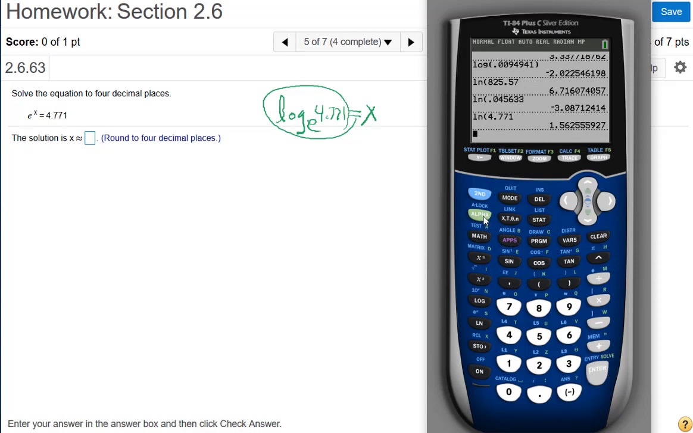Or, if we did alpha and then number 5, log base, we could literally put the e here. Now that would be second, and then divide, then the 4.771. So again, we get the same number whichever way we type it. And to 4 decimal places, that'd be 1.5626.